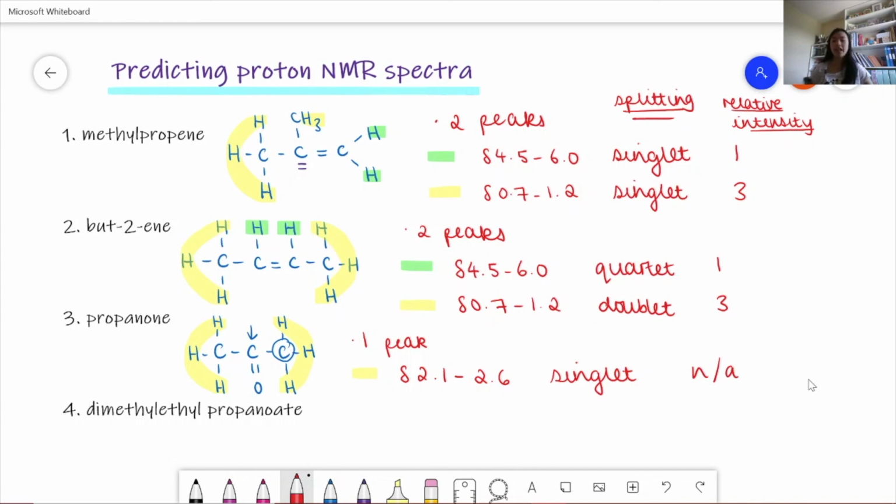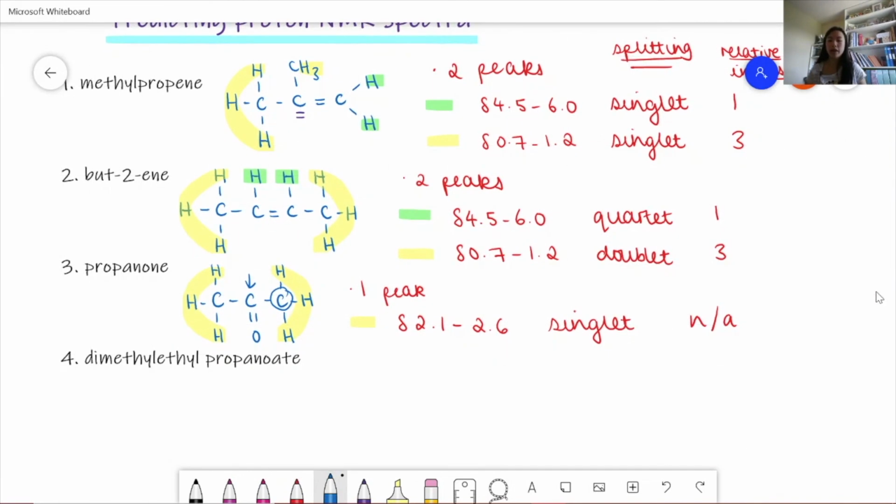And then finally, looking at dimethylethyl propanoate, this is an ester and it's made up of dimethylethanol and propanoic acid. So first we draw out the propanoic acid section. So we have CH3 and then CH2. Then now we have the carboxylic acid, so we have COO. And now we add on our alcohol. So we have dimethylethanol.